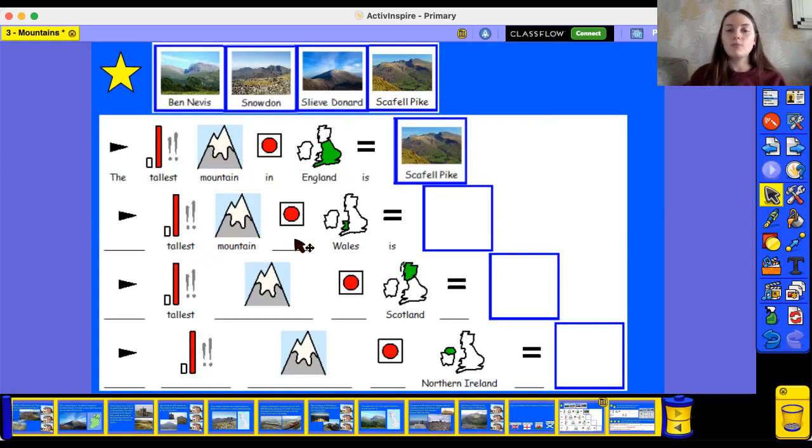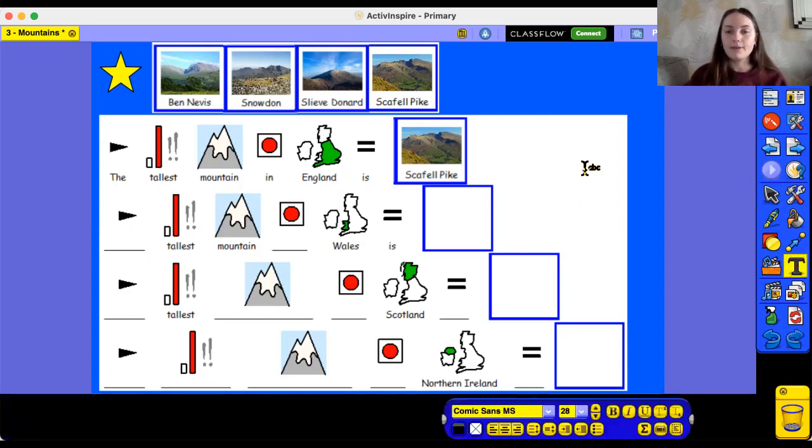Tallest mountain, Wales, is. Now, as you can see, the sheet starts to get a bit trickier because some of the words are missing, but each sentence is the same. The only thing that changes is the country. So what word is this going to be? The. Fantastic. So you're going to write the on your sheet.